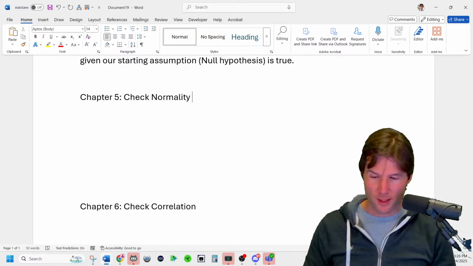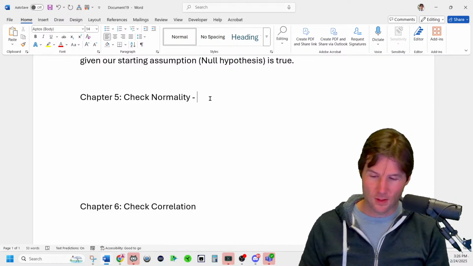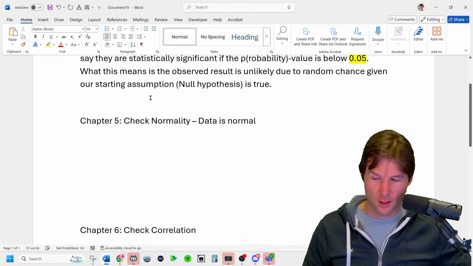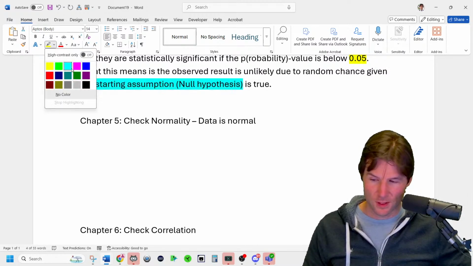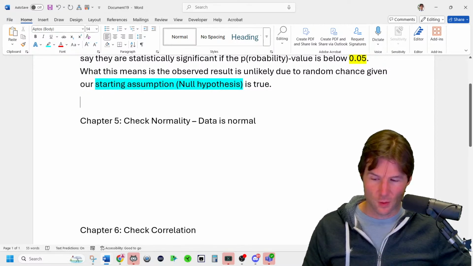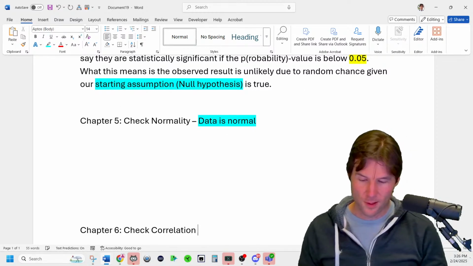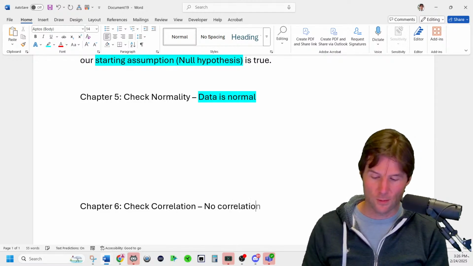So we need to put a null hypothesis here. When checking normality, the null is data is normal. Now I know it's counterintuitive to think that things are normal to begin with, but the starting assumption or null hypothesis for this chapter is the data is normal. And for chapter 6, also counterintuitive, the null is no correlation.